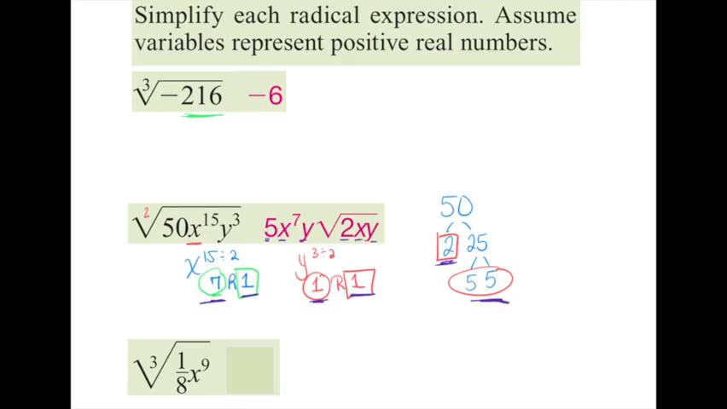And let's look at the last one. The cubed root of 1/8 x to the 9th. Remember, you can do this individually. The cubed root of 1, well, any root of 1 is 1. So that's going to be a 1 over the cubed root of 8. The cubed root of 8 is 2. And then we can do our same method. X to the 9 divided by 3. That is 3, no remainder. So that means 3 x's come out, which is our answer there. 1/2 x cubed.